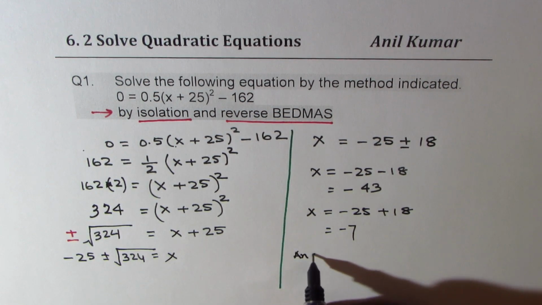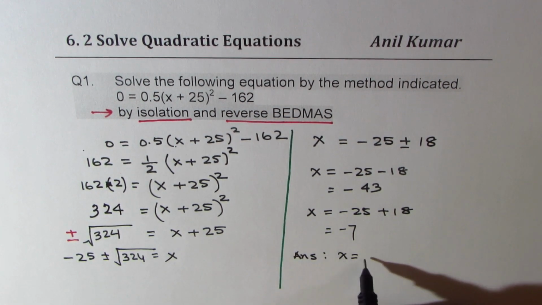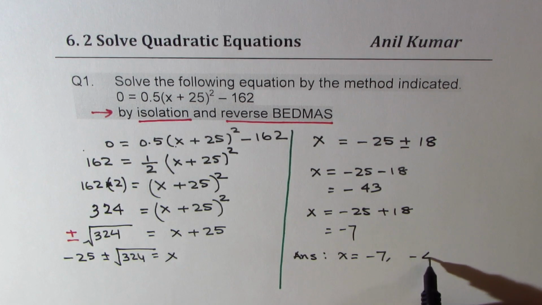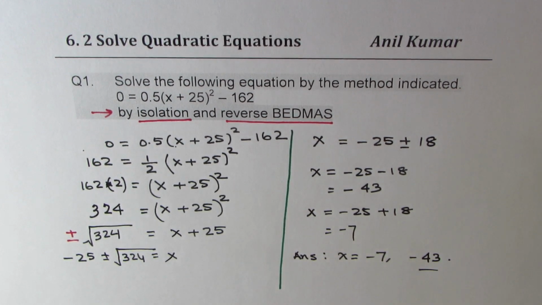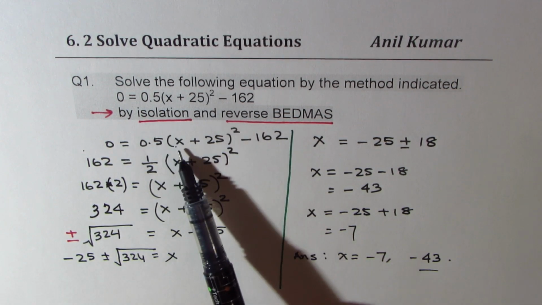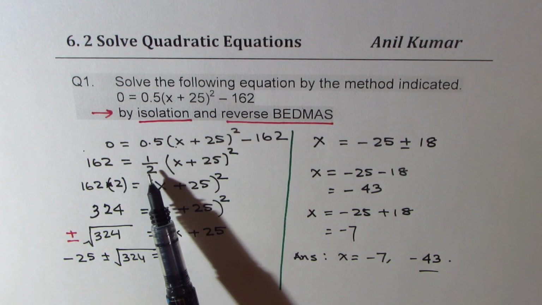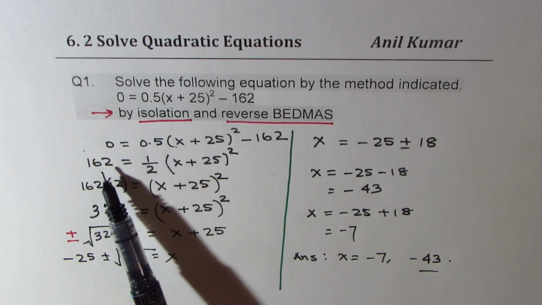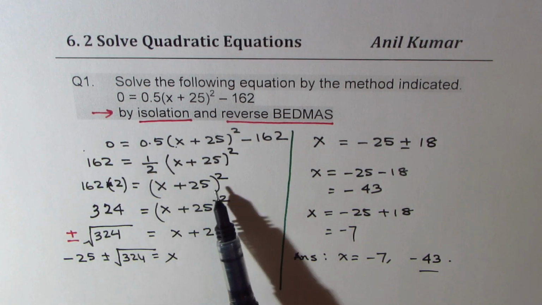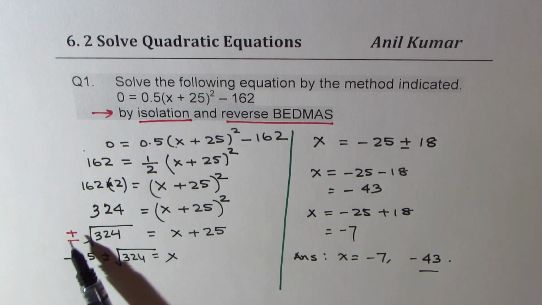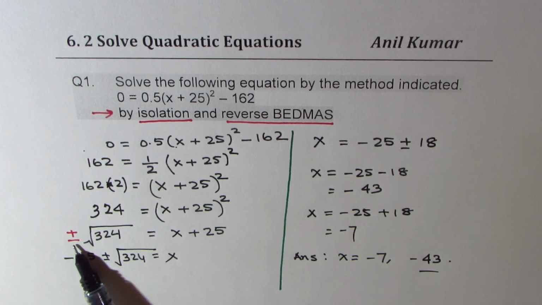So our answer here is that x equals minus 7 or minus 43. Correct? So I hope the steps are absolutely clear. We isolated x by taking away the constant term to the left side, multiplying by 2. You could divide by 0.5, one and the same thing. But when you square root, you should take both positive and negative. If you don't do that, you will miss one of the answers. Correct? So that is very important to understand.